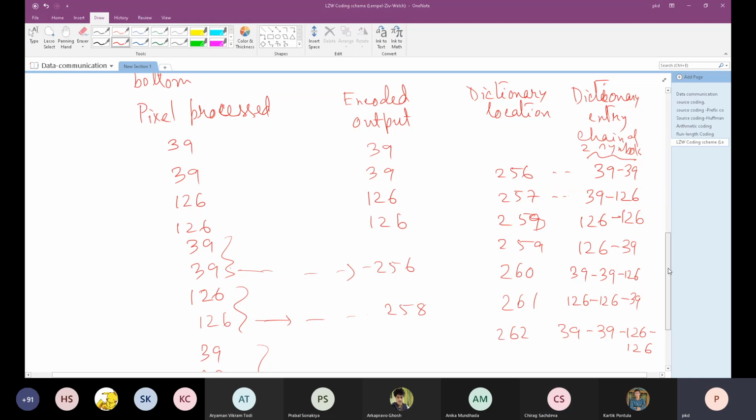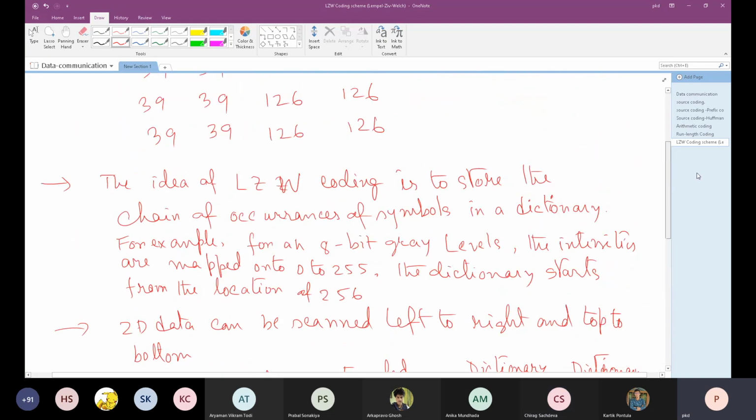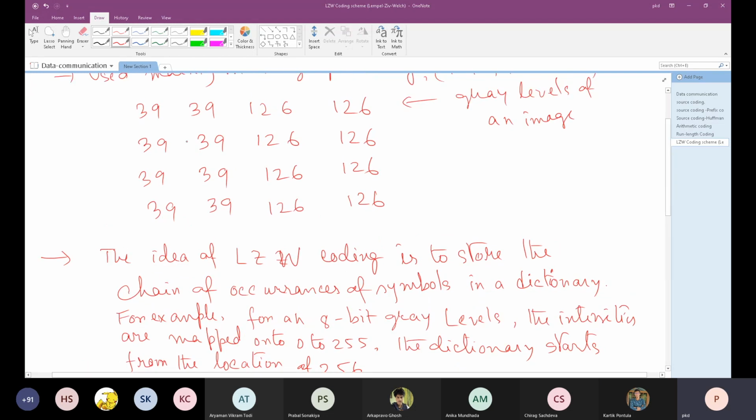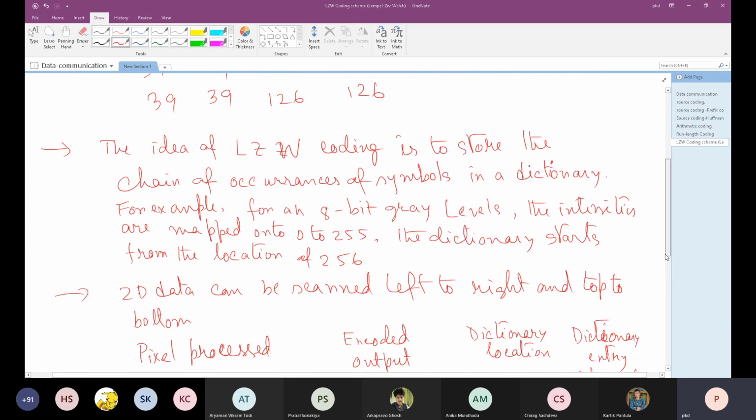No, actually here I think 39, 39, 126, and then 126, 39, 39. No, first one is this, 39, 39, 126, 126. Then we have 39, 39, 126, 126. Then we have 39, 39, 126. Then we have 126, 39, 39. Okay, so that way it is coming.